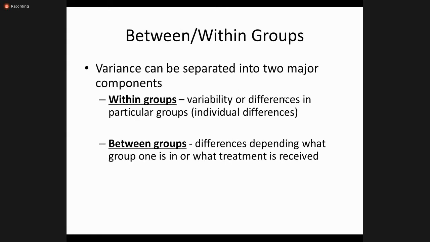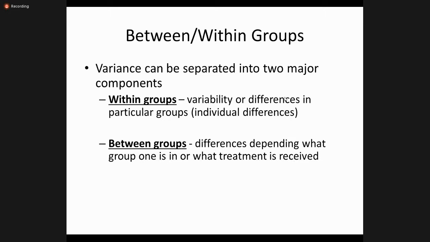So you can separate the groups into two components: within groups and between groups. The within groups variability is the differences within a particular group. When you are doing the calculations, for the ANOVA you need the calculation for the F distribution, and for the F distribution you need the calculation of two types, within groups and between groups.